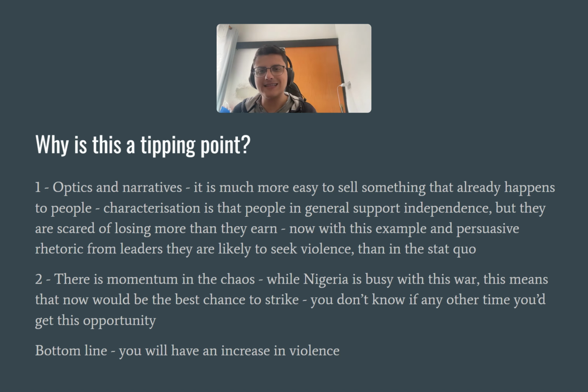But now when you have this example of a relative success, especially in the first days, and you have leaders that could use persuasive rhetoric towards their population, saying, yes, we can also do it, look, they were able to do it, why can't we, then they're much more likely to think that it is a good option, and to think that they'll try to utilize violence to find their independence.